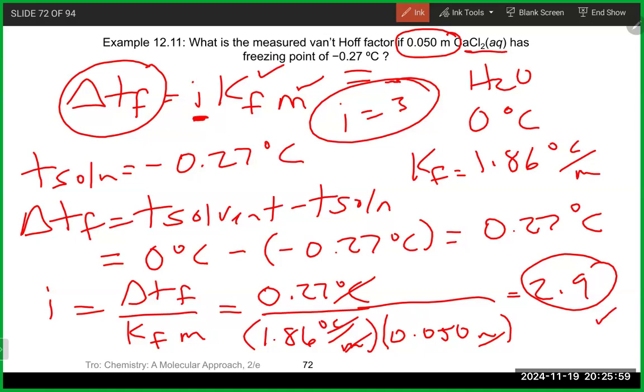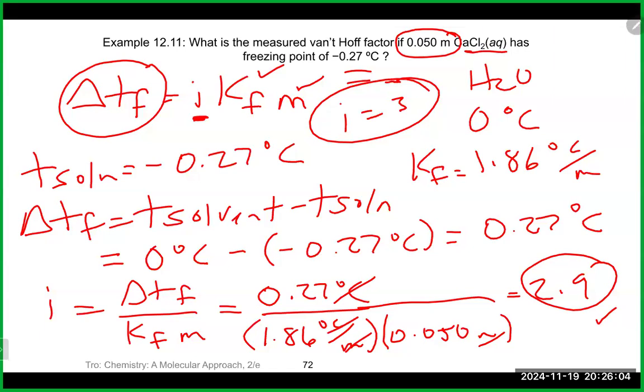Any questions on that there? So again, if it's ionic, you do need to incorporate that i into your calculation. Simply just do it based off the formula. It will give you basically what i would equal. However many ions it breaks apart into will give you that number. Any questions on that there?